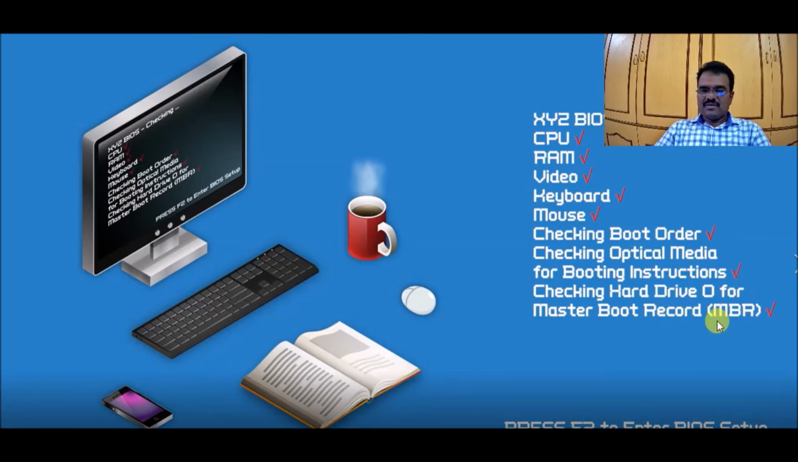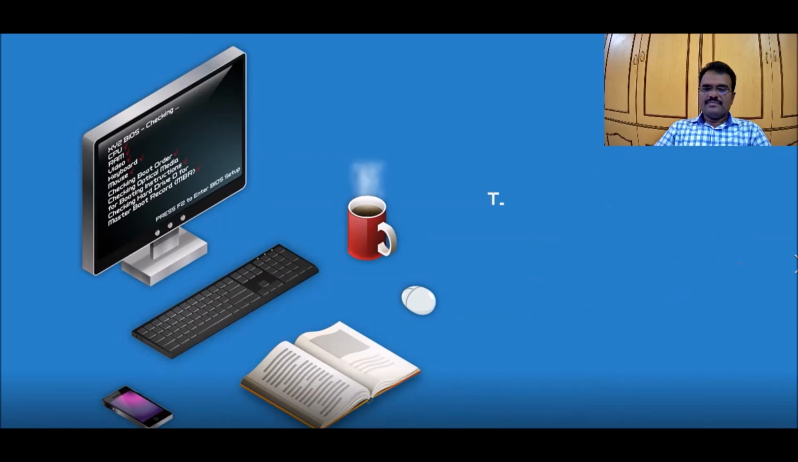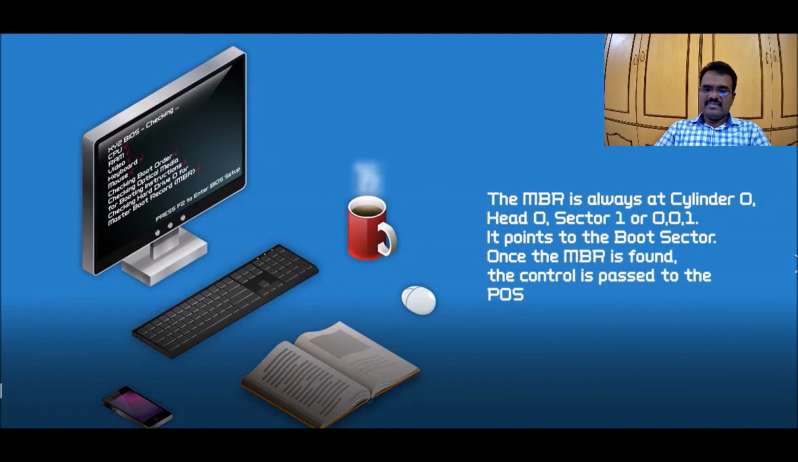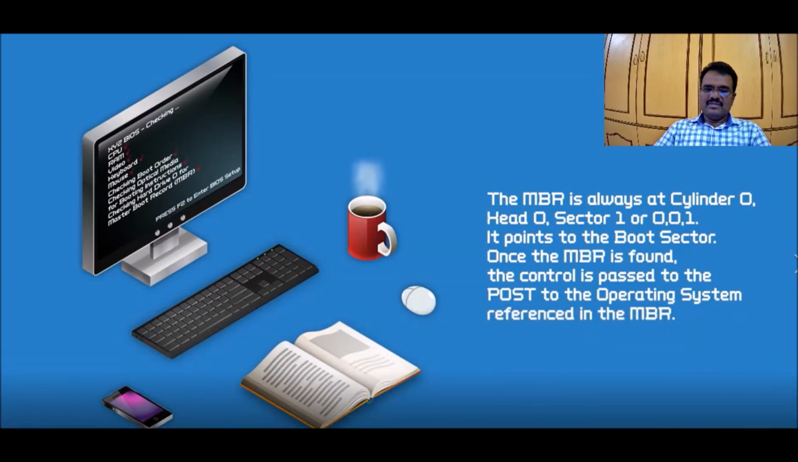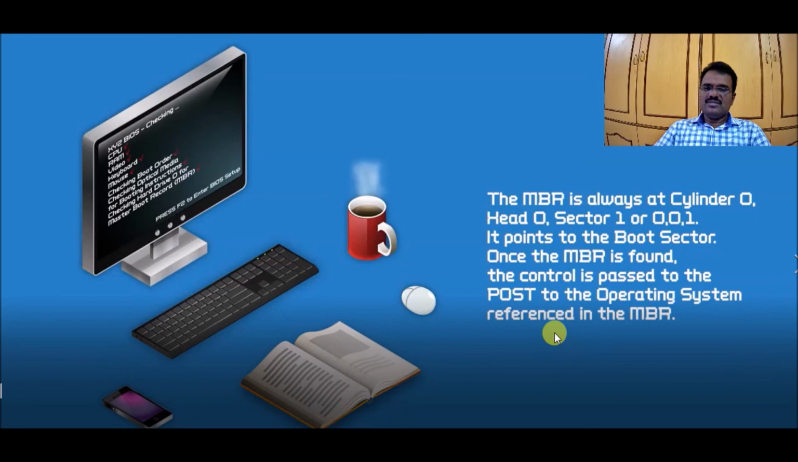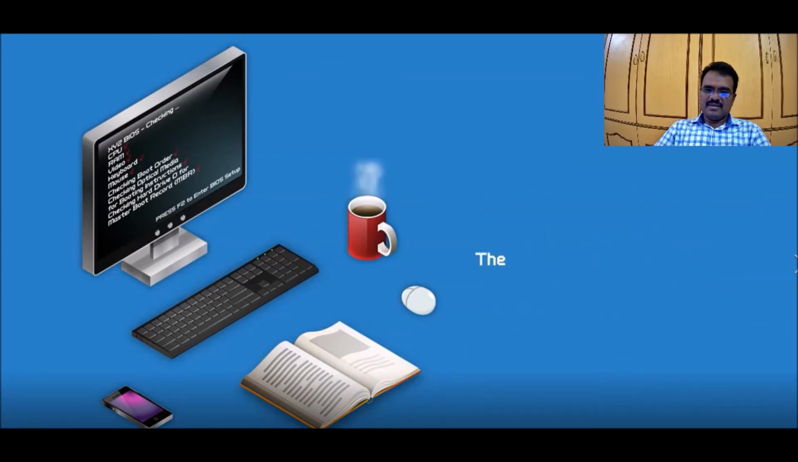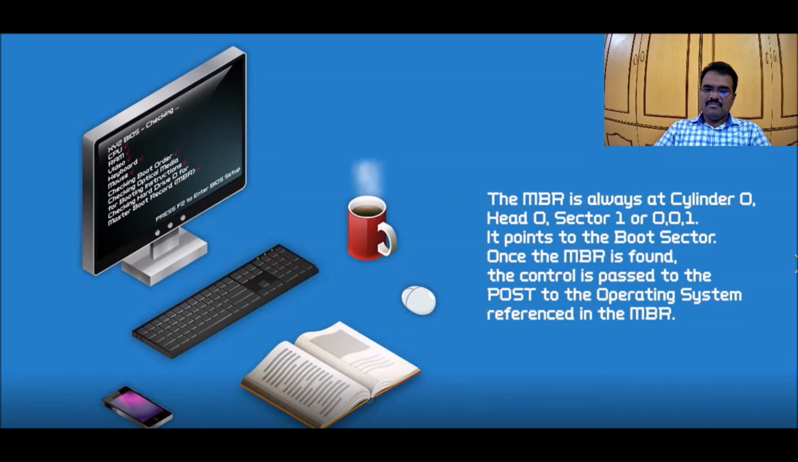So for the operating system, it checks the master boot record in the hard disk drive. The MBR, the master boot record, is always located at cylinder 0, head 0 and sector 1. So it points to the boot sector. Once the MBR is found, the control is passed from the POST to the operating system referenced in the MBR. Then the operating system is loaded from that particular hard disk to the main memory.